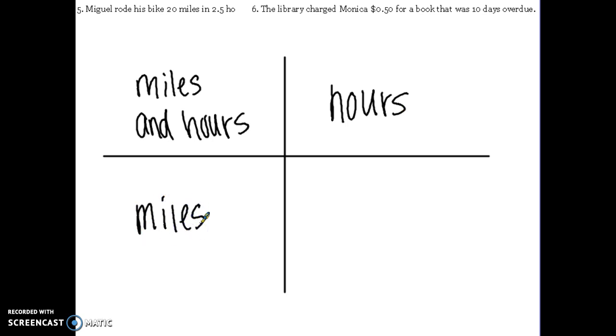To find the unit rate, we're going to put our dependent variable over our independent variable. So 20 miles divided by 2.5 hours. 20 divided by 2.5 is 8. So he rode 8 miles per hour.